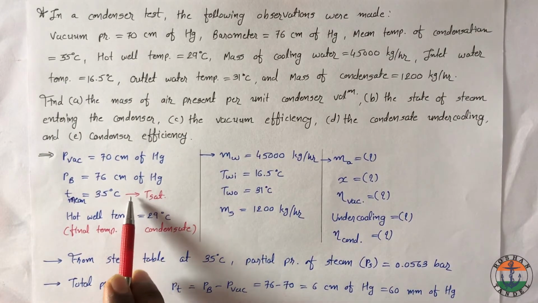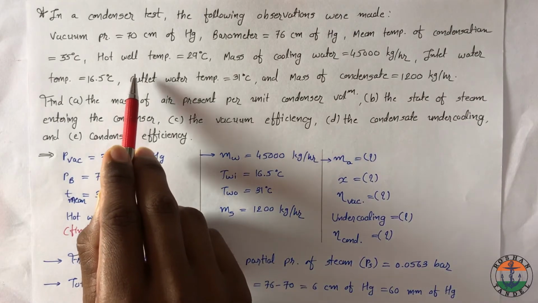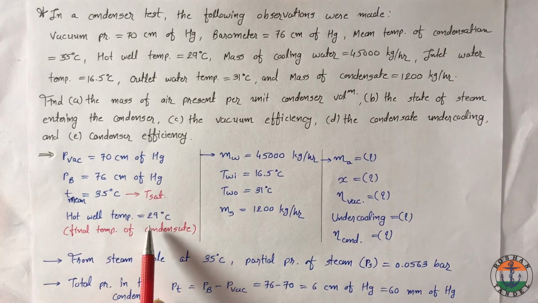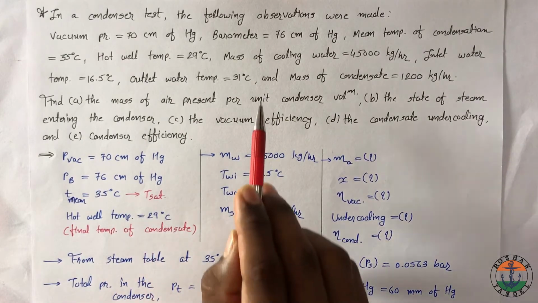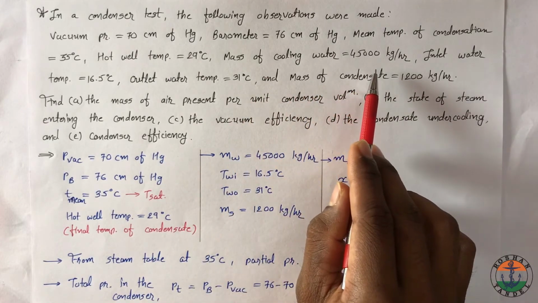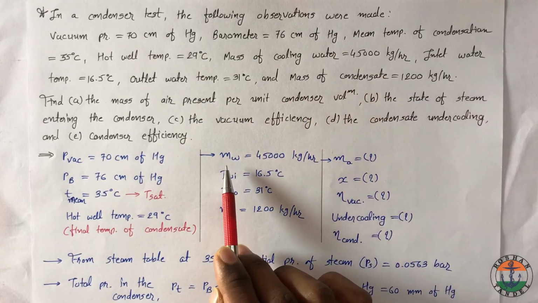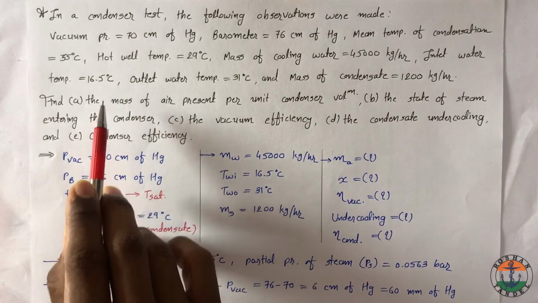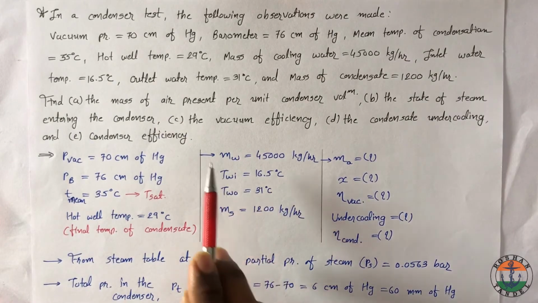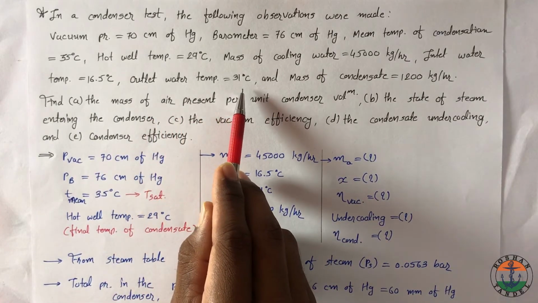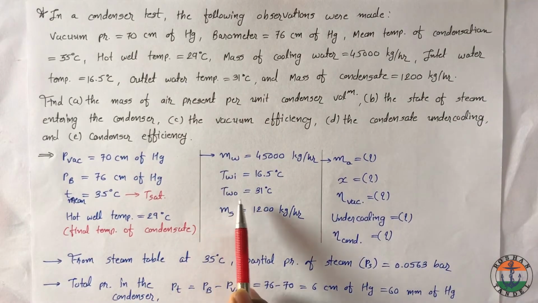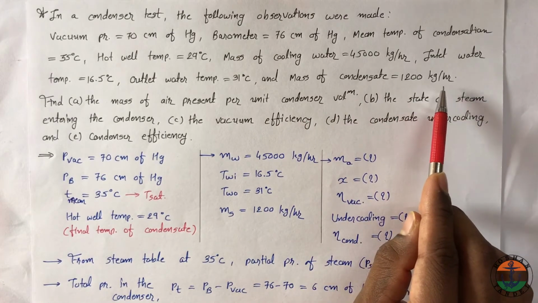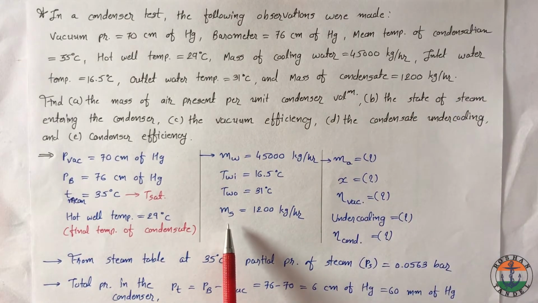You can take this as a saturation temperature. Hot well temperature is 29 degrees Celsius. It means final temperature of condensate is 29 degrees Celsius. Mass of cooling water is equal to 45,000 kg per hour, MW. Inlet water temperature is equal to 16.5 degrees Celsius, TWI. Outlet water temperature is equal to 31 degrees Celsius, TWO. Mass of condensate is equal to 1200 kg per hour, MS.